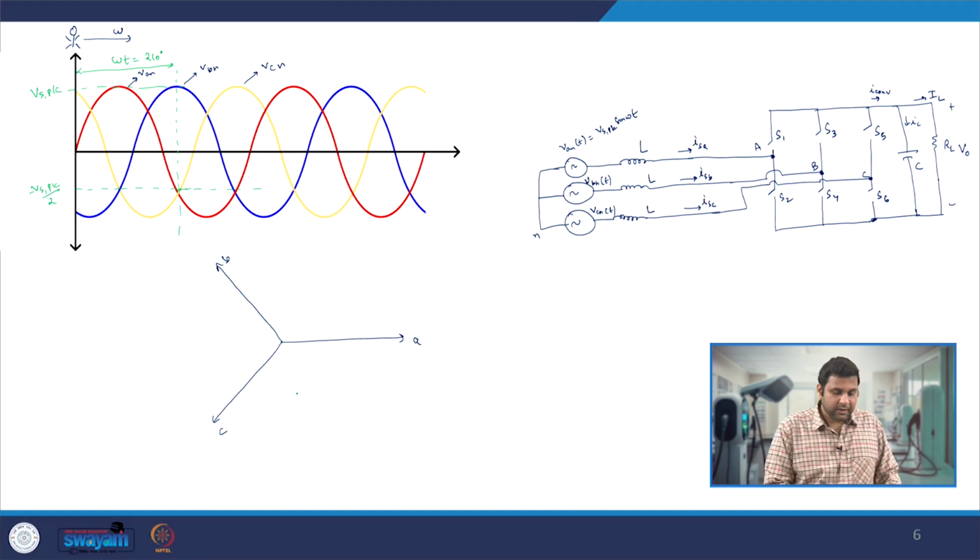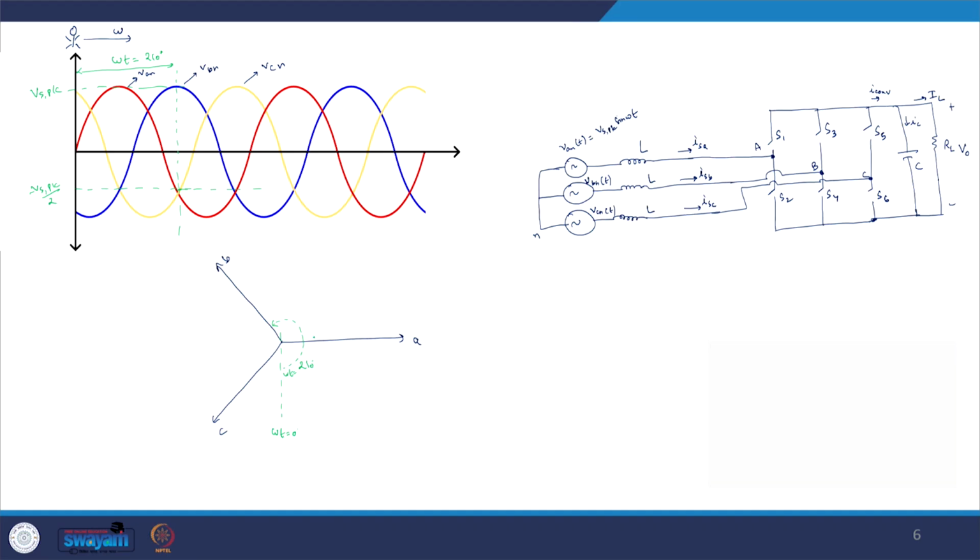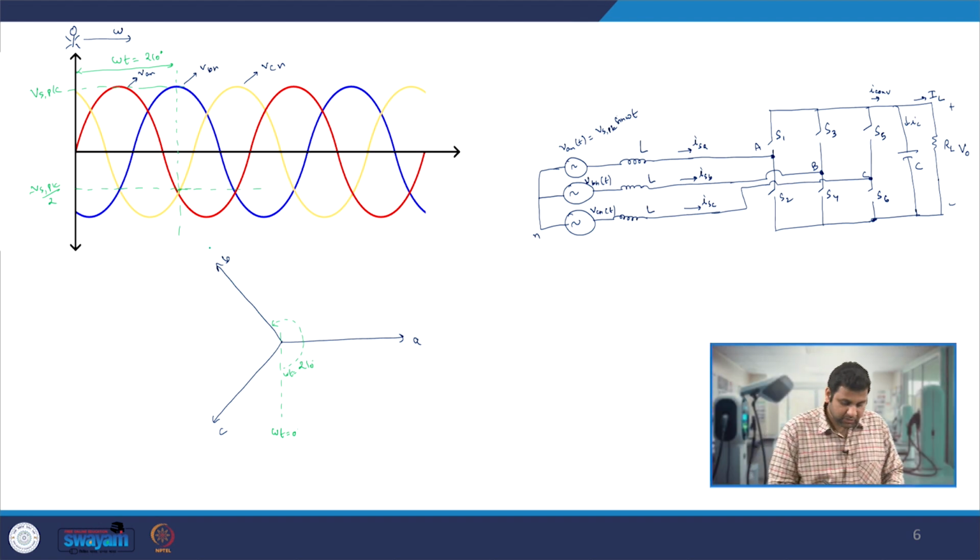So if you look very carefully at omega t, from omega t equal to 0 degrees you have moved to this place, which is omega t equal to 210 degrees. At that point you have reached the axis aligned along the B phase, because they are 120 degrees apart from each other. So at that point you are applying your Vs peak from B phase.